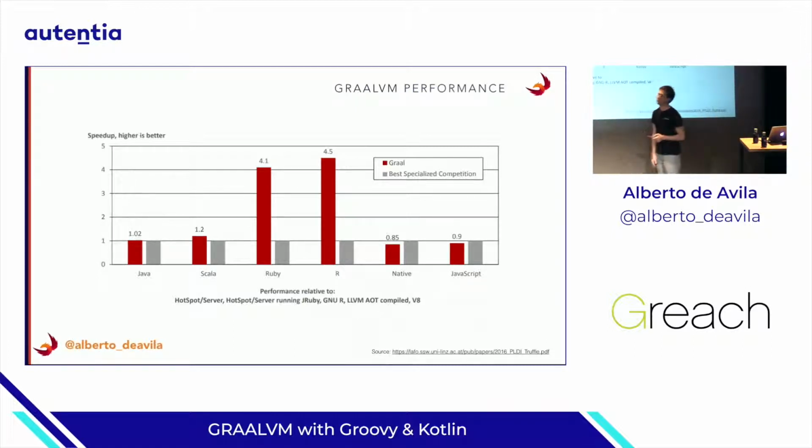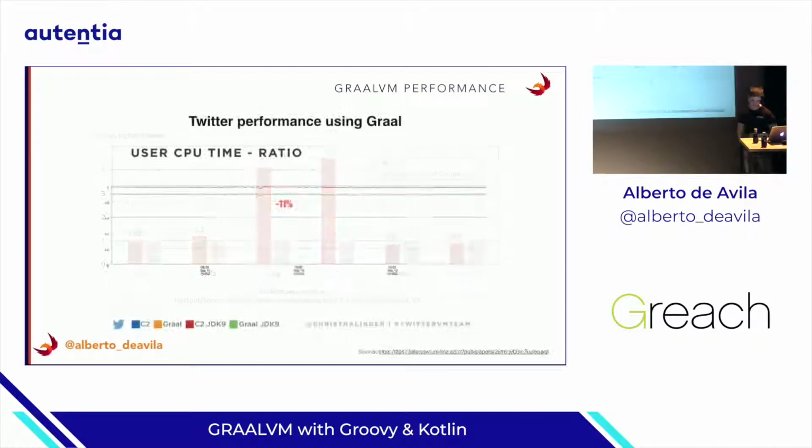For Scala, it is 20% better in performance. But in Ruby or R, we have 4 times faster execution. And this is a good example of what Graal can do in real life.